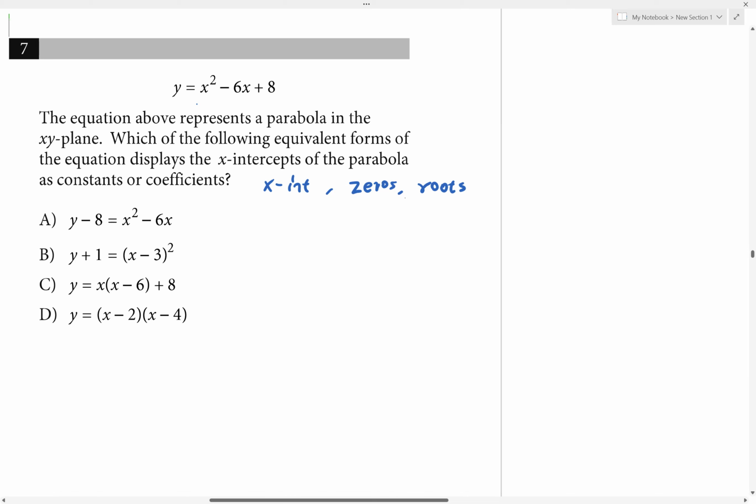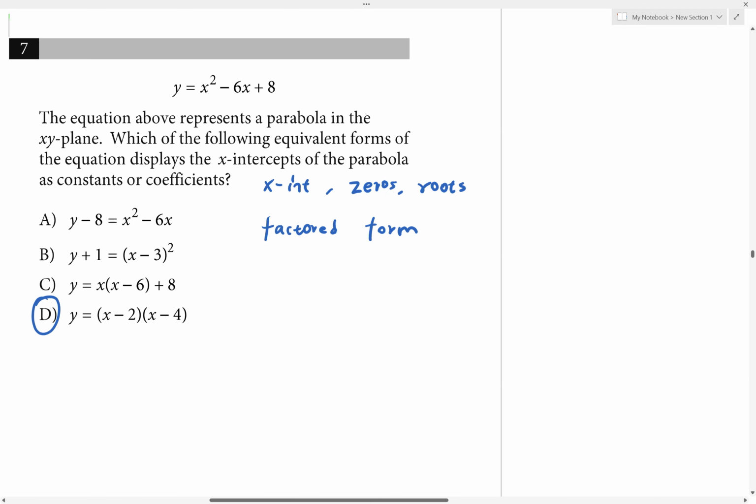In the equation, what we have to look for is the factored form, which means we have the two parentheses. If you look at the answer choices, the only one that's in factored form is D. So it has to be D. That's the only one in factored form, and this is equivalent to x squared minus 6x plus 8. If you do FOIL and multiply out, we should get back what we were given.